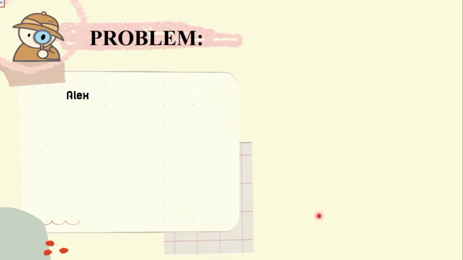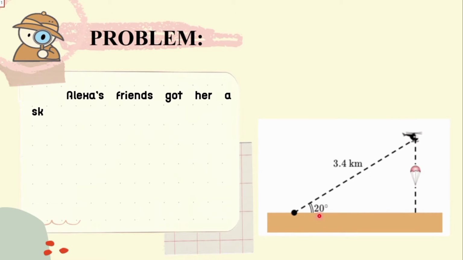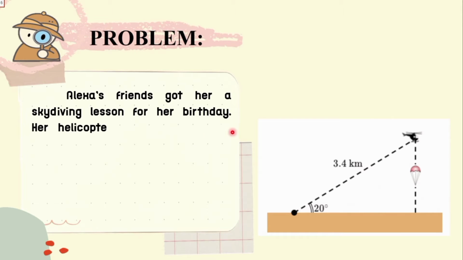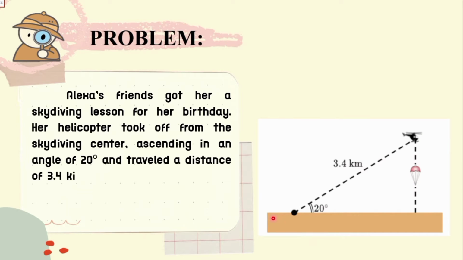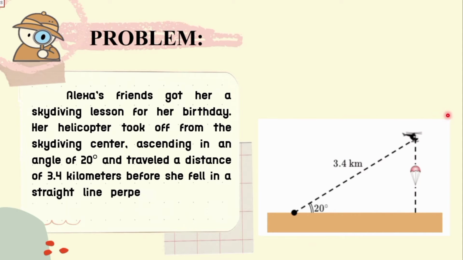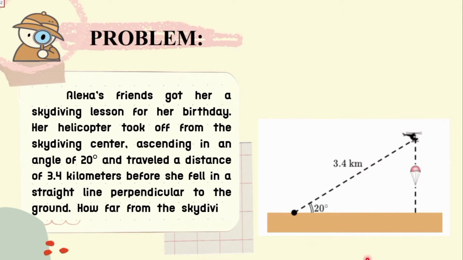So the problem is, Alexa's friends got her a skydiving lesson for her birthday. Her helicopter took off from the skydiving center, ascending at an angle of 20 degrees and traveled a distance of 3.4 kilometers before she fell in a straight line perpendicular to the ground. So how far from the skydiving center did Alexa land?